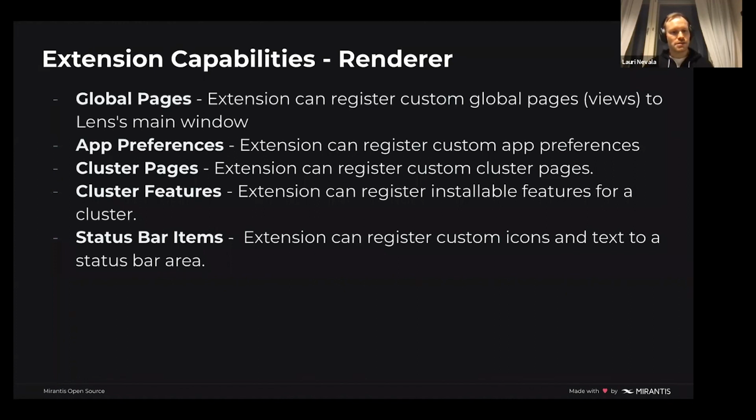And then the extension can register cluster features, like Starboard did, which has some features that are deployed to the cluster when installing that feature. And then the extension can register something in the status bar of the Lens application, some icons or text that is visible there, and bind some functionality when those items are clicked.